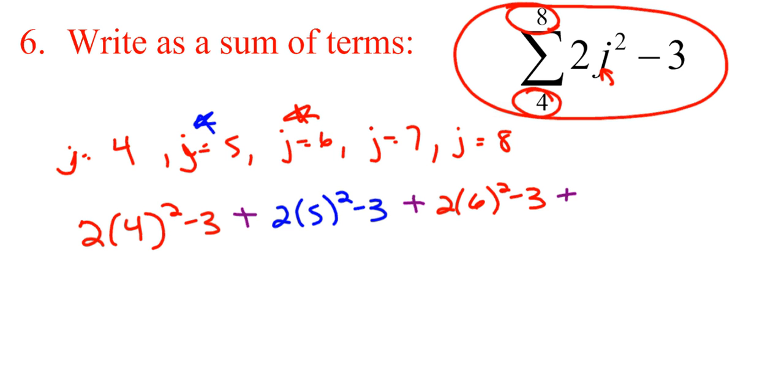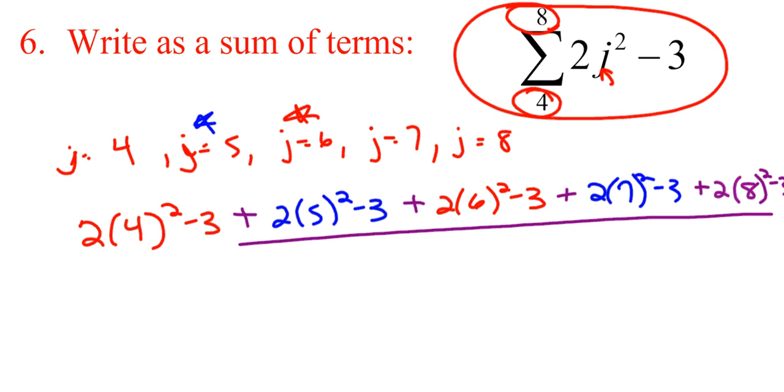Plus, see the pattern here? Then I'm going to go 2 times 7 squared minus 3. And the last one is 8 because it said 4 to 8. That's why I'm choosing to stop at 8. 2 times 8, well, I should switch colors, sorry. Squared minus 3. So this is how you write it as a sum of terms.